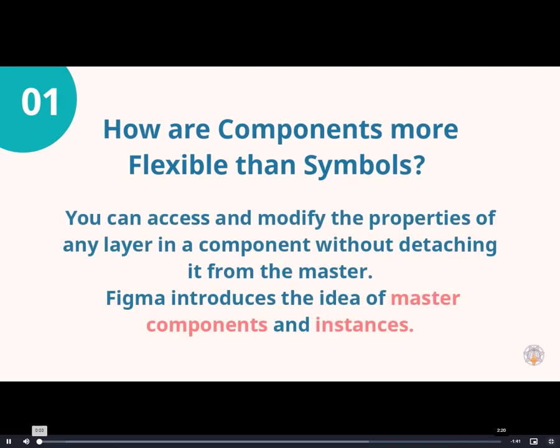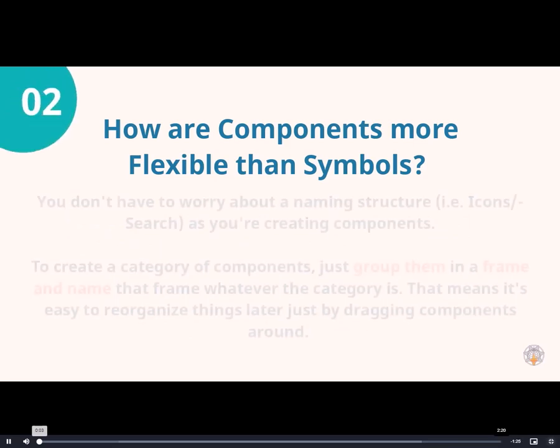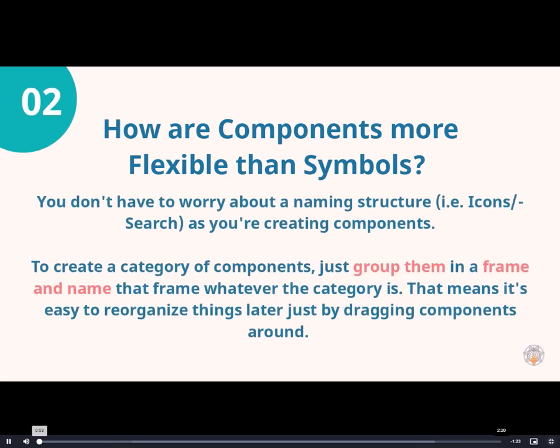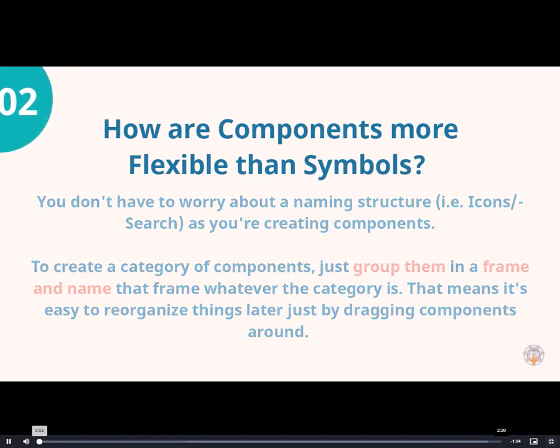Let's look at how they differ from symbols. So you can access and modify the properties of any layer in a component without detaching it from the master. Figma introduced the idea of master components and instances. The second comparison we have is you do not have to worry about the naming structure when you're creating the components. To create a category of components, just group them in the frame and you can name the frame to what category it belongs to. So that makes the organizing and reutilizing of the components easy.